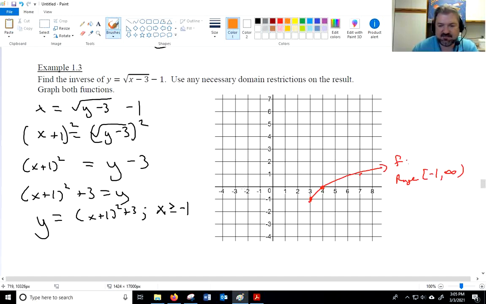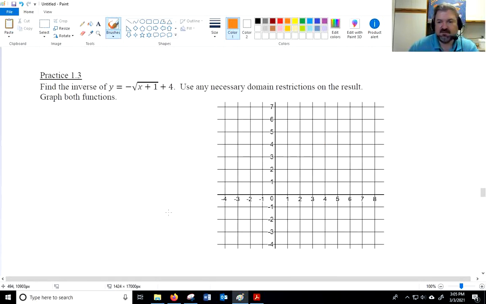Once I limit that, then I get this parabola with a vertex at negative 1, 3, but I only have the right-hand side of it. And that gives us the image that we're looking for. All right, so try that same process. Okay, let's see how you did.